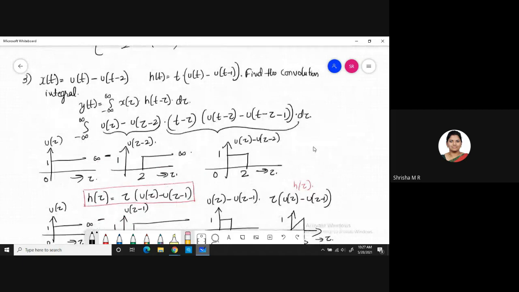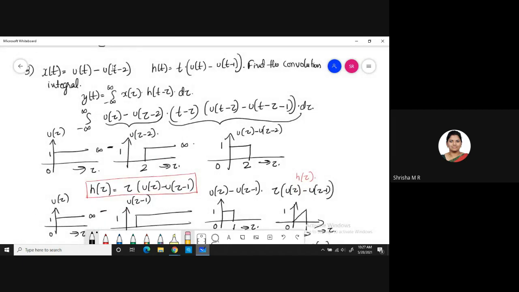So this was the question we tried to solve. Both are finite sequences: x of t is u of t minus u of t minus 2, and h of t is t into u of t minus u of t minus 1. You have to find the convolution integral, that is y of t, for both these sequences. So y of t is the convolution of x of t with h of t. Because it's a continuous time signal, you have the convolution integral: integral from minus infinity to infinity of x of tau into h of t minus tau d tau is the equation for the convolution integral.